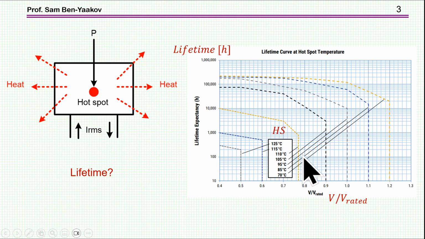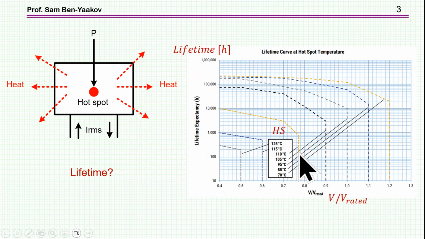And here we see, actually this is from the datasheet, the hotspot temperature. This is the voltage of the capacitor, the working voltage normalized to the rated. That is, if you have a capacitor of say 1100 volt, then if you work at 1100 volt, this would be 1. But if you work at a lower voltage, that would be a fraction of this 1. And here we have the lifetime.